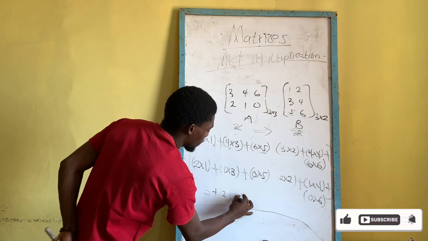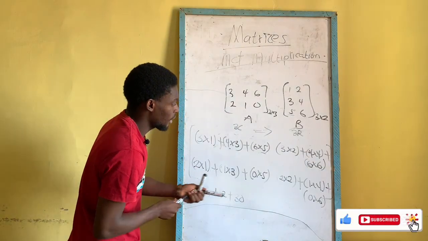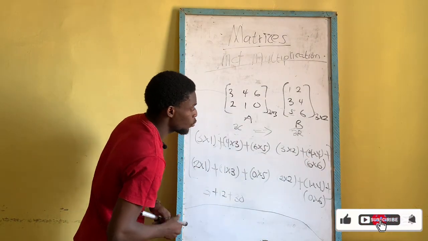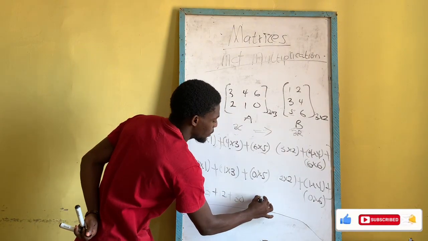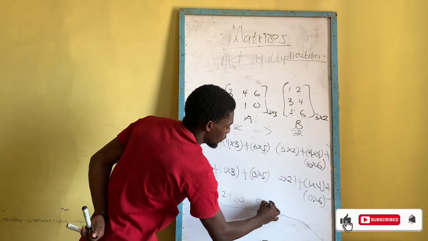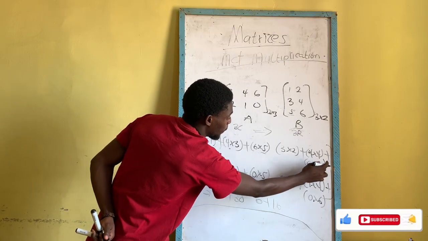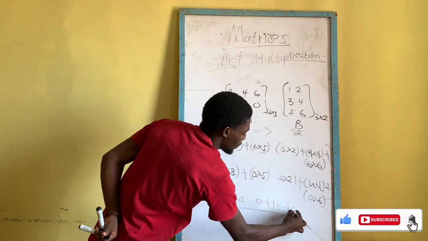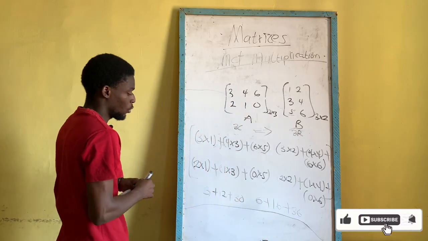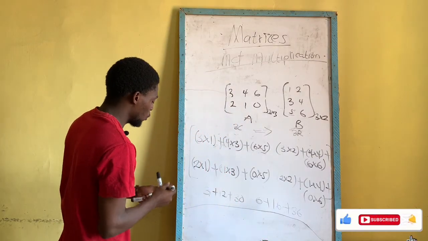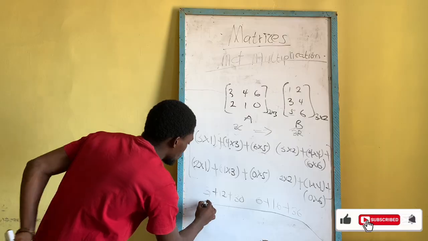5, 30. Then we move to the second element, which is 2 by 3 gives us 6. Then 4 by 4 gives us 16. Then 6 by 6 gives us 36. Now let's move to the second row.